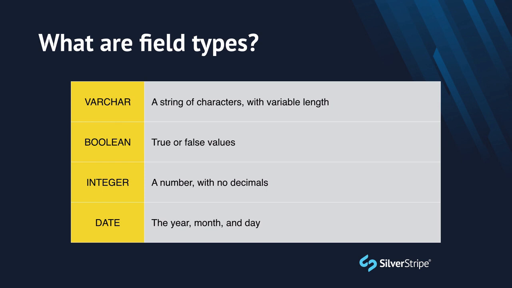Now, Silverstripe puts its own layer of abstraction over these database field types. Many of them overlap, such as varchar, boolean, and date, but a lot of them are unique to the Silverstripe framework as well. This is because a field type in Silverstripe not only informs the database how to store the data, but it also tells the template how it should display the data.